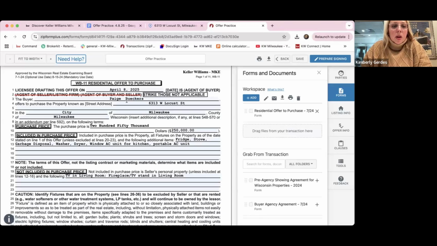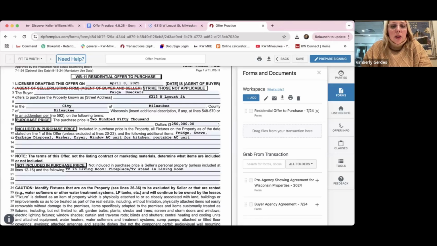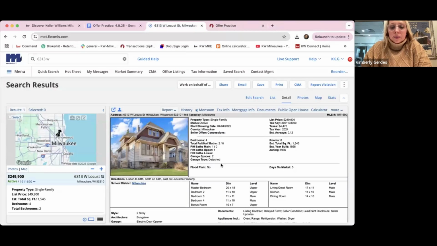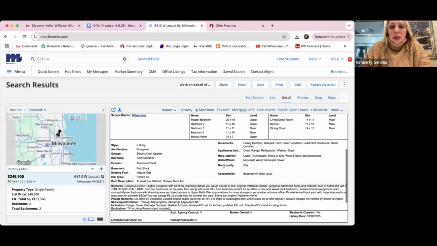So please make sure that you are doing your due diligence and striking the applicable items in either lines 1 or 2. Our buyer, we have her name here. We put the address 6313 West Locust, and this is in the city of Milwaukee and the county of Milwaukee. If you aren't quite sure what the municipality type is, so this could be the town of Waukesha or the village of Thiensville, just go back to MLS and here in the detail sheet, it gives you the municipality type.